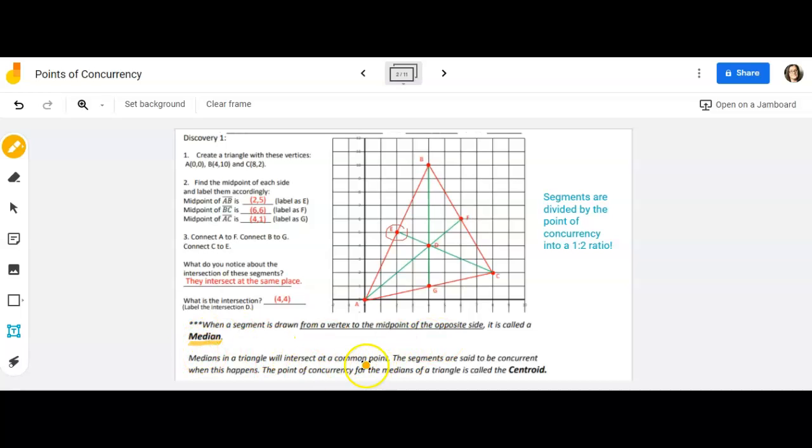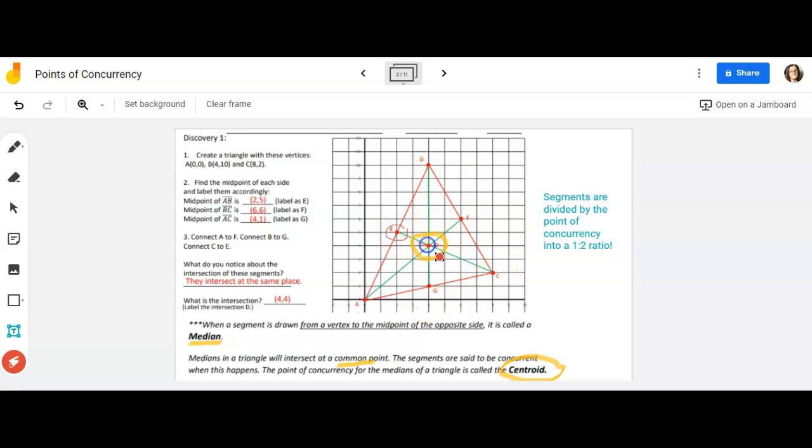When all the medians intersect at a common point, it is called a centroid. So point D is a centroid. Now, the special thing about this is that this point cuts each one of these segments that were drawn into a 1:2 ratio. So whatever this length is, this one would be twice as big as this one. The whole thing would be 3 times as big as the smallest one. And that's true for every median that was drawn.